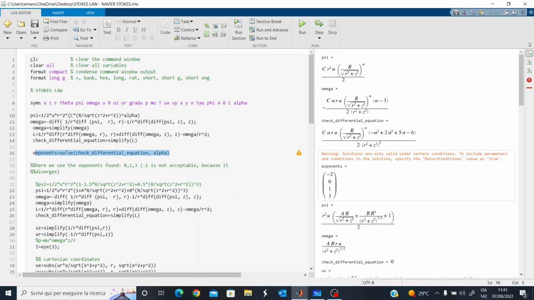So I have used the function solve to check the differential equation, because in this case it's this equation here that I want to solve with respect to alpha. So I want to find those values of alpha which will solve my equation, and the result is here. So I have found the exponents alpha which will satisfy my equation. The exponents are -2, 0, 1, and 3.